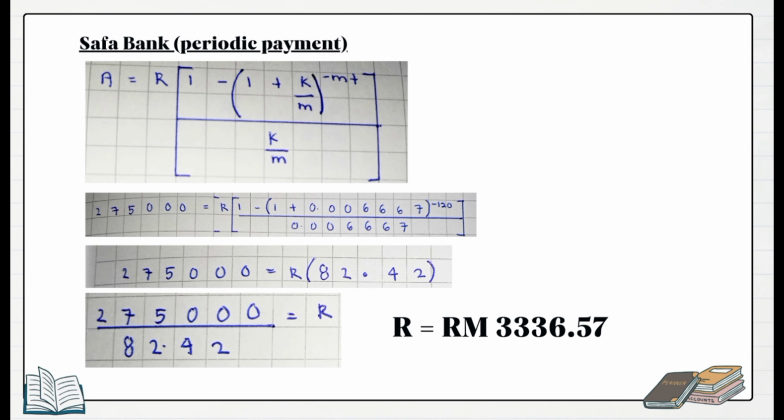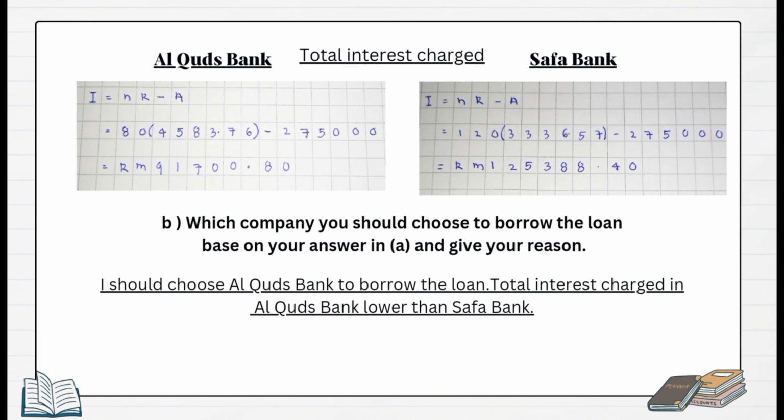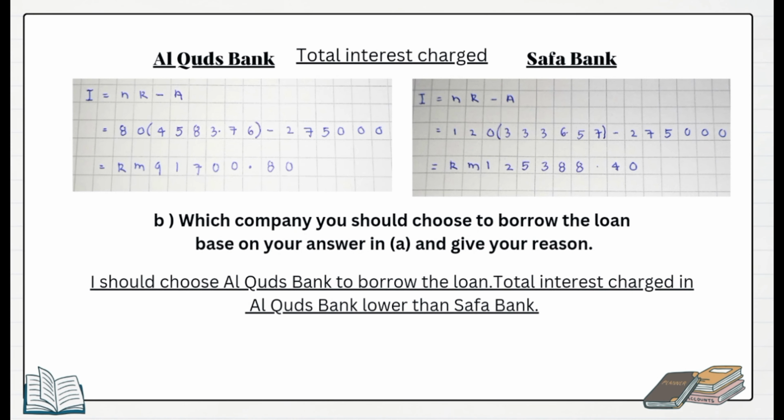For Safa Bank, we use the same formula. So 275,000 equal to R bracket 1 minus bracket 1 plus 0.006667 negative 120 over 0.006667. We solve the fraction, we get 82.42. We move to the left and we get the R. So the R is RM 3336.57. So total interest charge, the formula is I equal NR minus A.